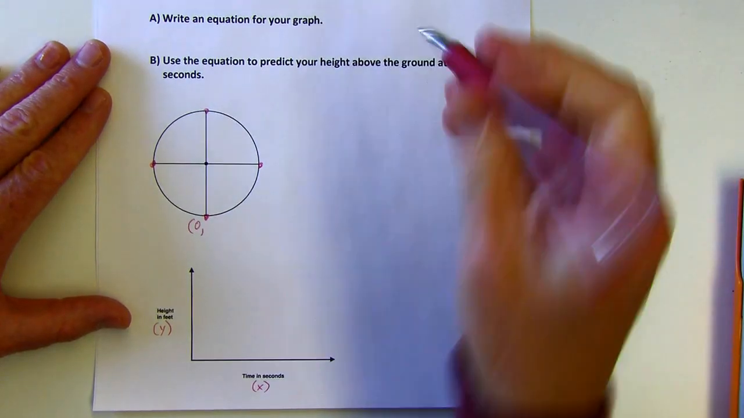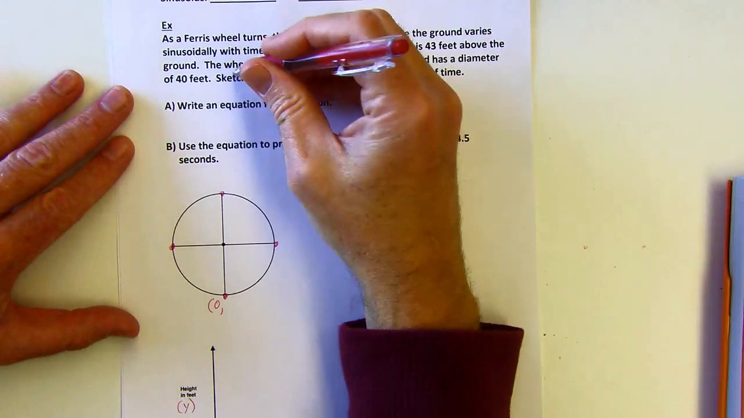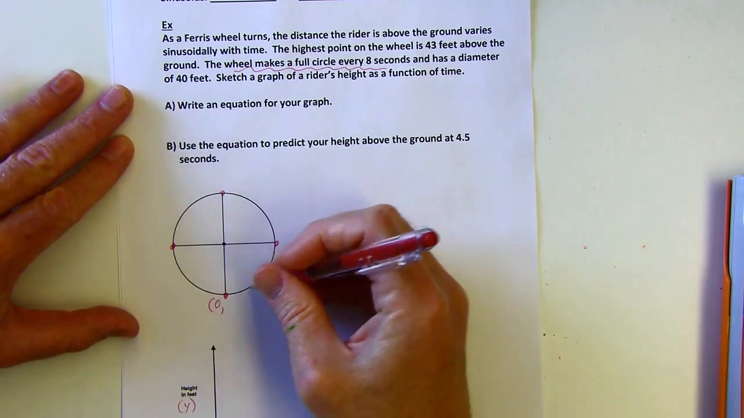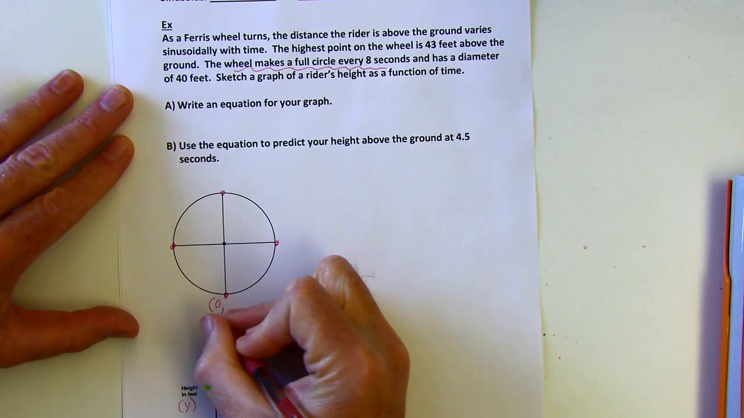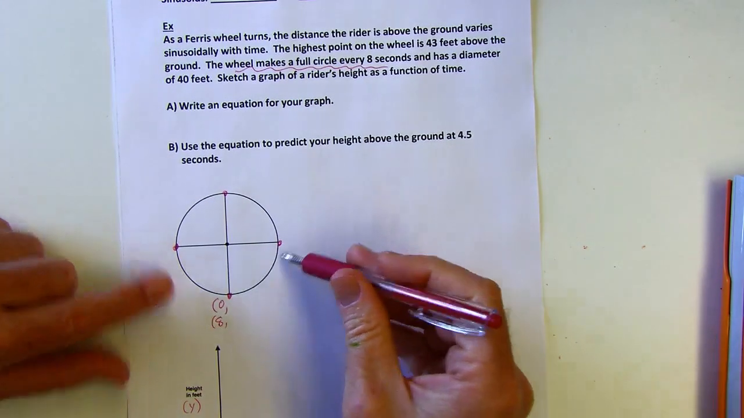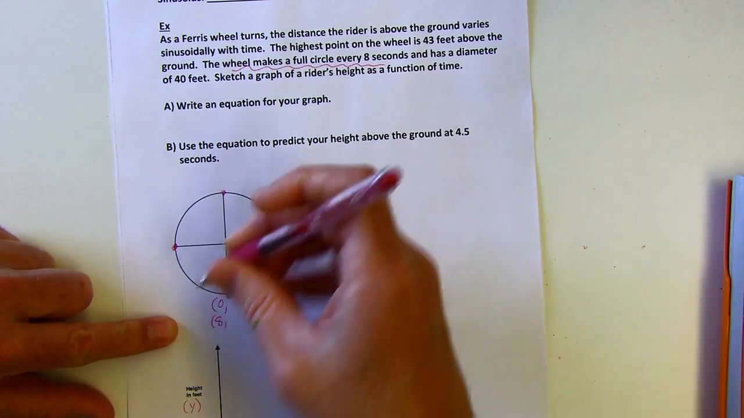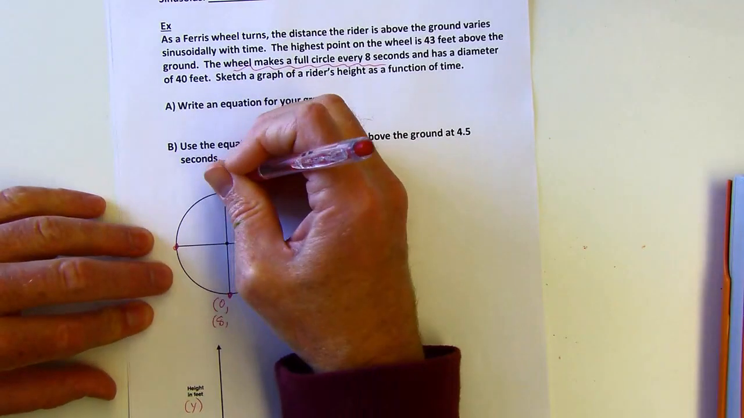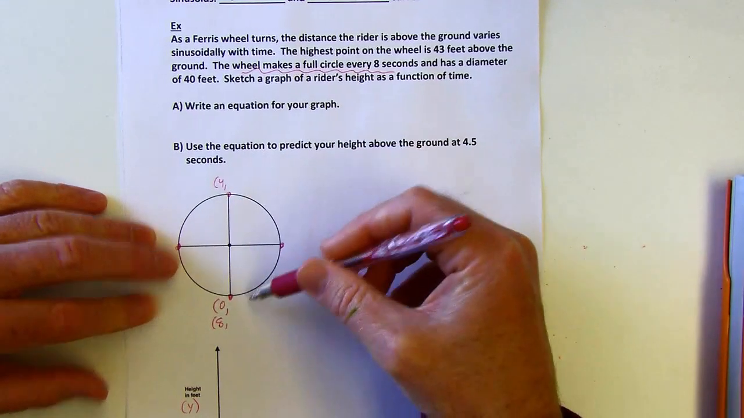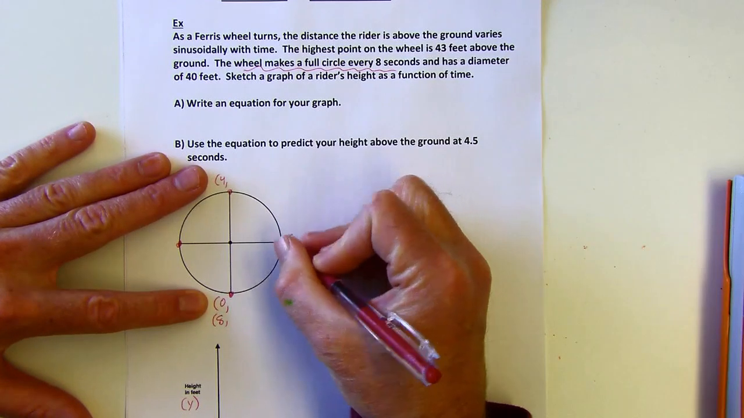Okay. And then if we look at the problem, it tells us that it takes 8 seconds to make a full revolution. Okay, so that means at 8 seconds we're going to be down here back at the bottom. Now we can figure out the time at these other places just from that. If it takes 8 seconds to go all the way around, that means it's going to take 4 seconds to go to the top. It's a pretty fast Ferris wheel, I guess. And if it takes 4 seconds to get to the top, well, hey, this is halfway to the top, so this is going to take 2 seconds.